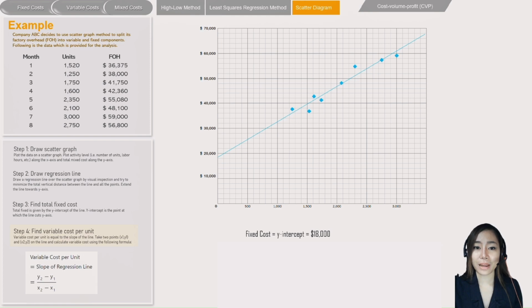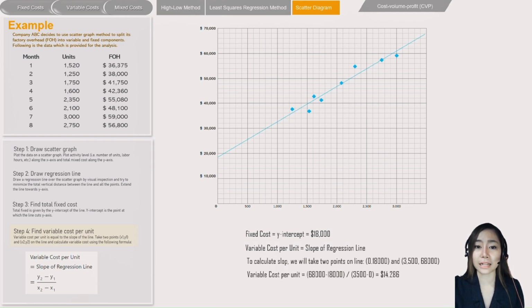So step 4, find the variable cost per unit. The variable cost per unit is equal to the slope of the line. Take two points, x1, y1 and x2, y2, on the line and calculate the variable cost using the following formula. If you divide that, you will get $14.286. So the main point is to plot the numbers in the Cartesian plane.